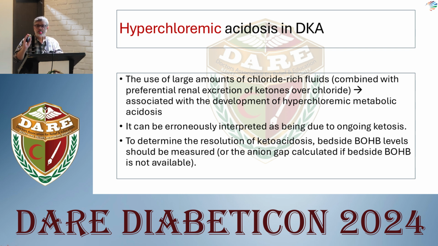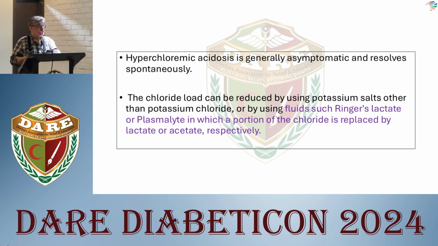In a DKA patient, usually we see after the second day, the patient has come out of DKA, the anion gap has become normal, but the pH is not improving. So that is because of usually hyperchloremia. So you need to interpret it quickly, and usually it is asymptomatic in most of the cases. So what you need to do is just provide IV fluids which are poor in chloride. So give something like Ringer lactate or Plasma-Lyte. So they are poor in chloride, they are deficient in chloride.